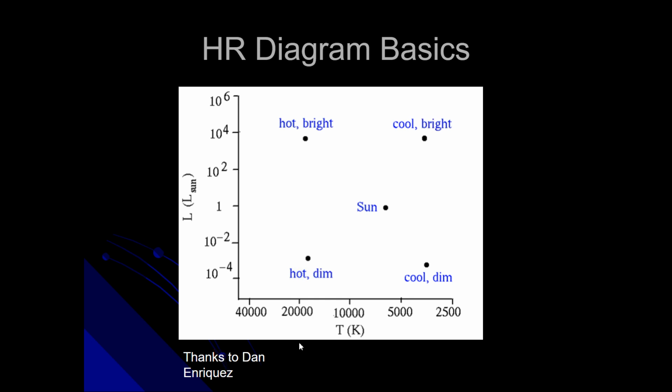Okay, if I said to you, what's in the upper right-hand corner? Cold, but also bright. What's in the upper left-hand corner? Hot, but also bright. Okay, so you can have cold, bright stars, and you can have hot, bright stars. You can have hot, dim stars, and you can have cool, dim stars. Okay, so it just matters about the size of the star.